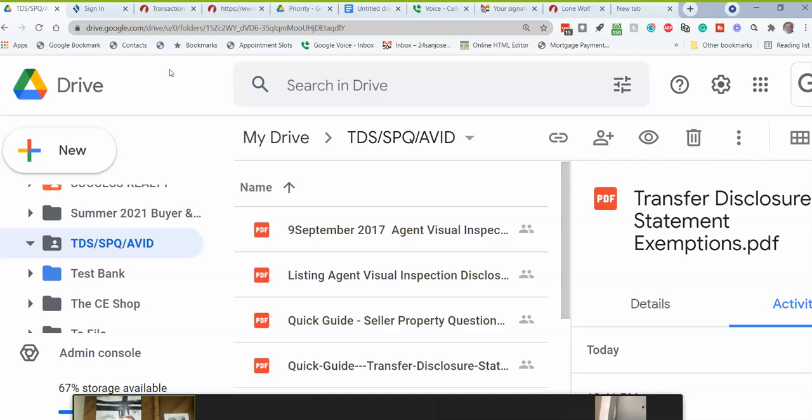This is why having a good transaction coordinator is important, because somebody needs to look at these forms and see, did they miss any questions? Because if your seller missed a question on the TDS or SPQ, we need to fix it, right? Because later that could become an escape hatch for the buyer.